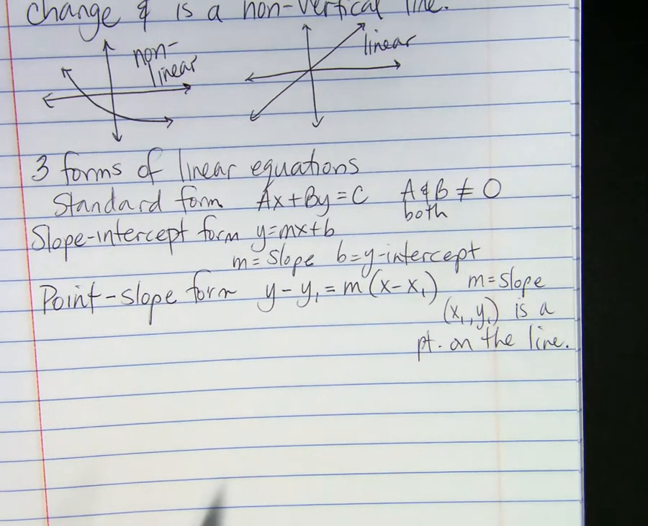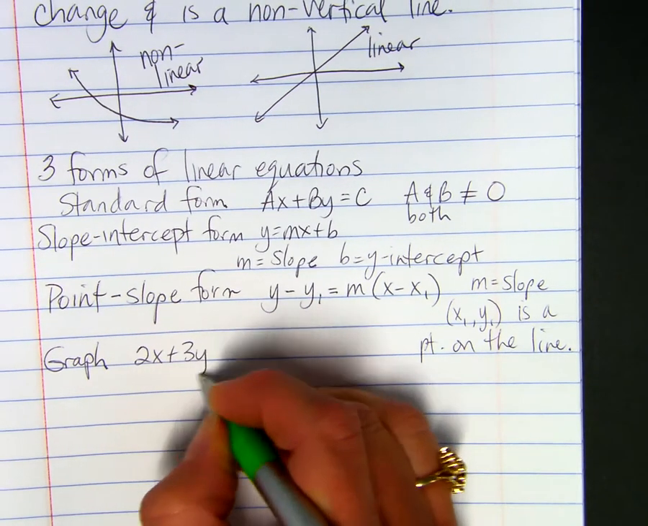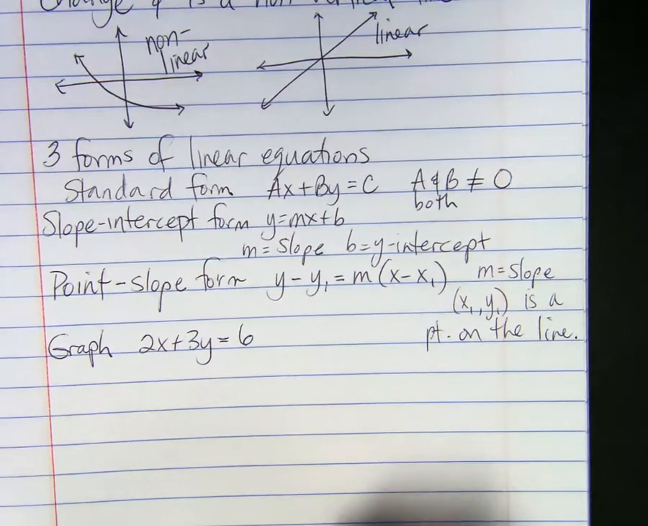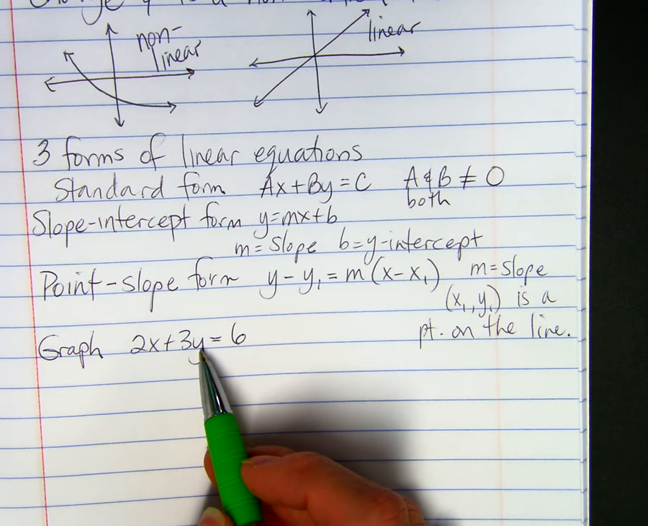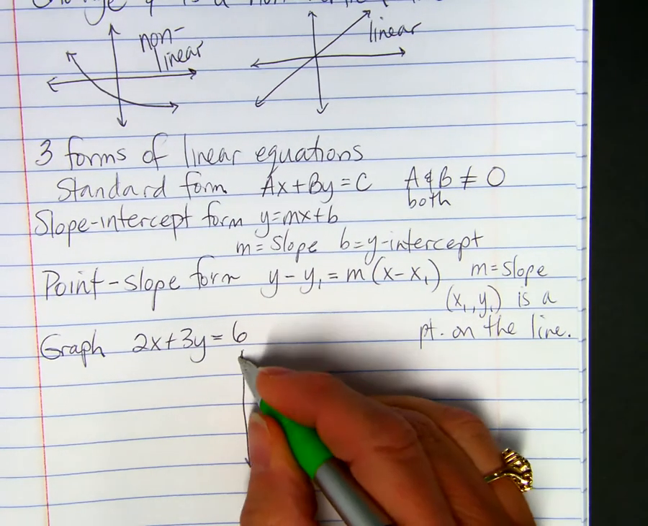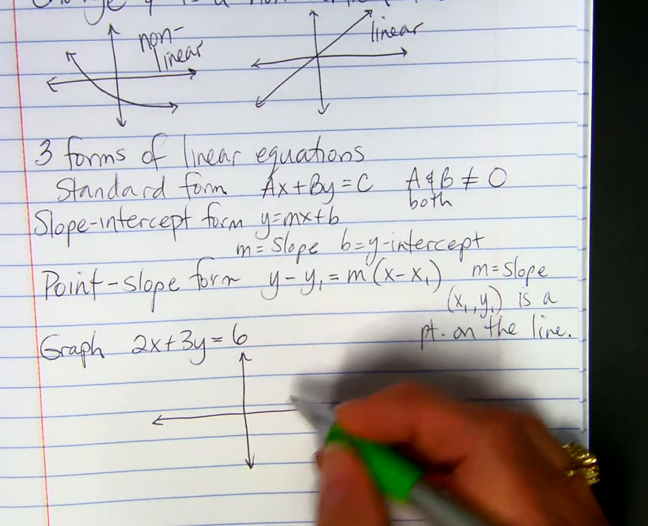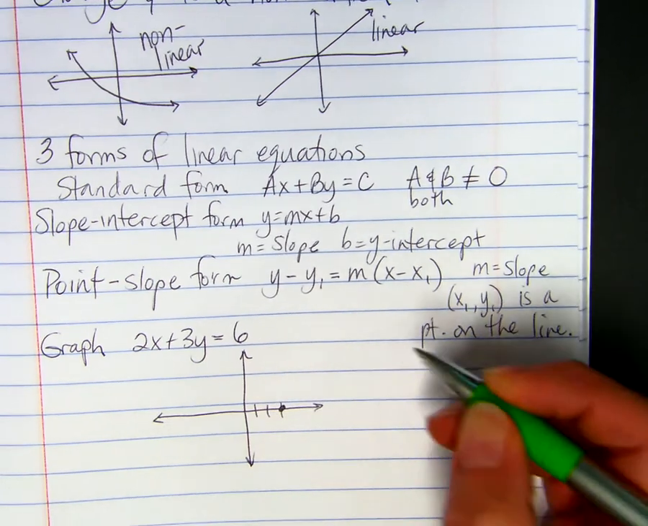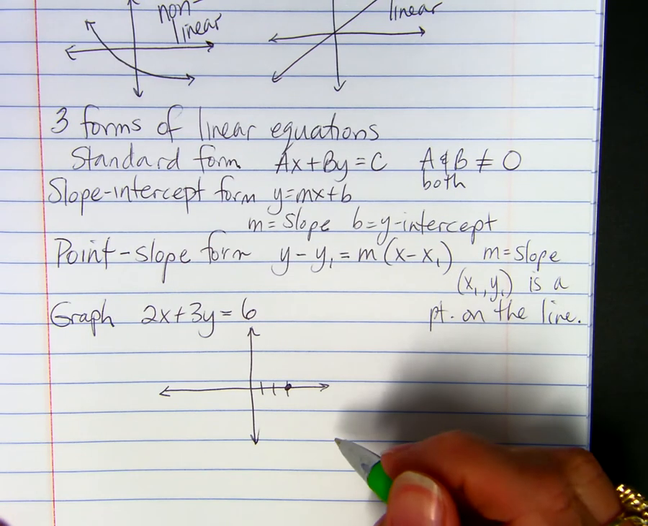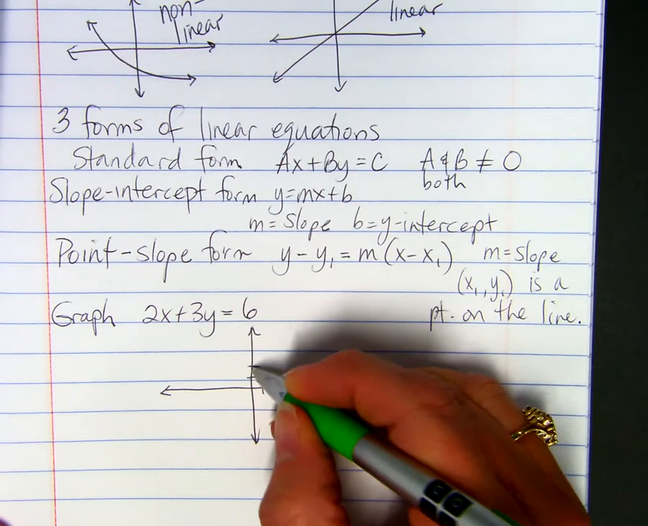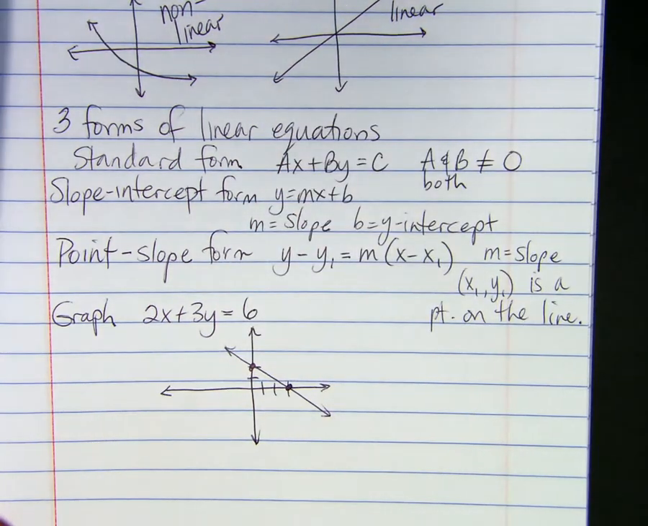So if we're asked to graph a line in standard form, 2x plus 3y equals 6, you can start by finding the intercepts. So the x-intercept is when y is 0. So if y is 0, 2x equals 6, so x would be 3. So we come over, graph our 3, 0. For the y-intercept, it's when x is 0, so 3y equals 6, so y would be 2. And then you would connect the intercepts and you have your line.